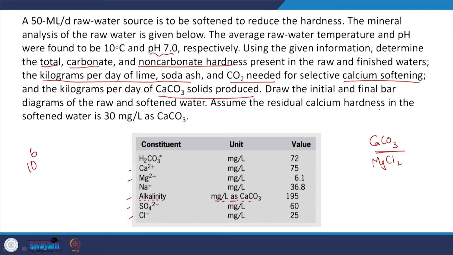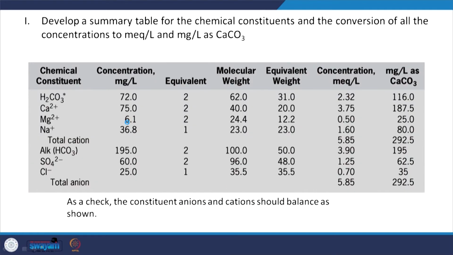Assume that the residual calcium hardness in the softened water is this. This is my objective. As I mentioned, we can never get to zero. So this is the residual calcium hardness, let's say, right? So anyway, let's go ahead and look at how we go about things. So first thing is conversion. As I mentioned, we want it in equivalent units, or typically we use the equivalent units, expressed in terms of CaCO3.